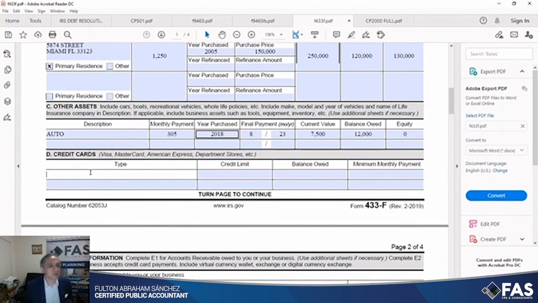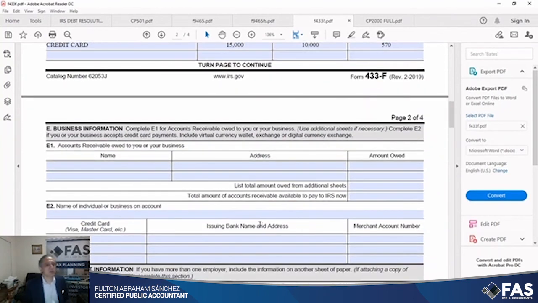Credit cards, for example. I'm gonna say credit card, and the credit limit is, let's say, 15,000. The balance that you owe is 10,000. Minimum monthly payment, this is how much you pay on a monthly basis. Let's say you pay $570 on a monthly basis. This means that this is compromised for your payments.